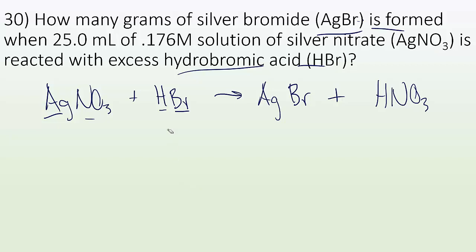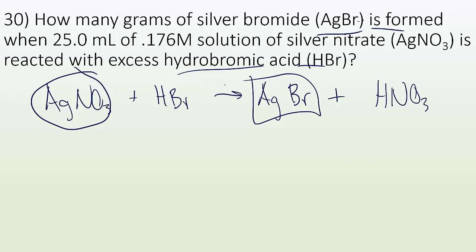And then I'm going to check to see if everything's balanced, which, convenient for this problem, it is. Right, 1 Ag, 1 Ag, 1 N, 1 N, 3 O's, 3 O's, 1 H, 1 H, and 1 Br, and 1 Br. All right, cool. So I know that everything's going to be a 1-to-1 ratio. So how much AgBr is formed when 25 milliliters of 0.176 molar solution of silver nitrate is reacted with excess hydrobromic acid? The excess is telling me that AgNO3 is my limiting reactant.